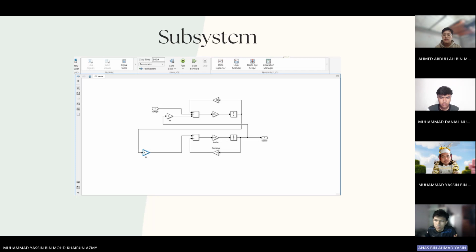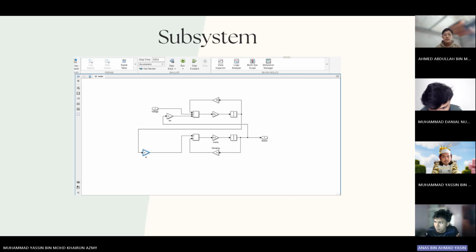So this is our subsystem. This Simulink model represents the physical behavior of a DC motor based on its electrical and mechanical dynamics. First, on the upper path, we see the electrical model, where the voltage input represents the electrical power applied to the motor. The voltage is subtracted by the back EMF, the electromotive force, which is modeled using the gain block.